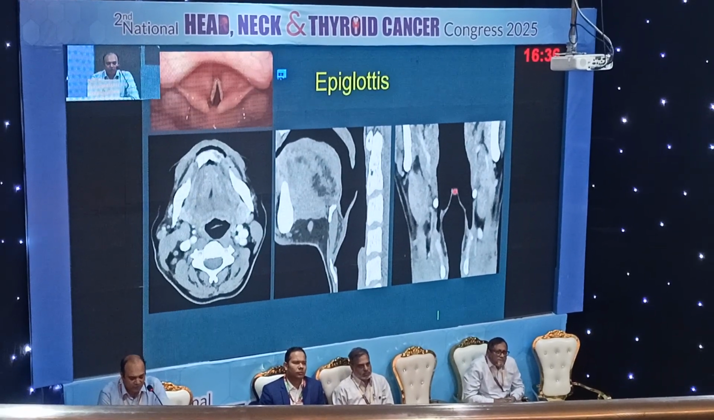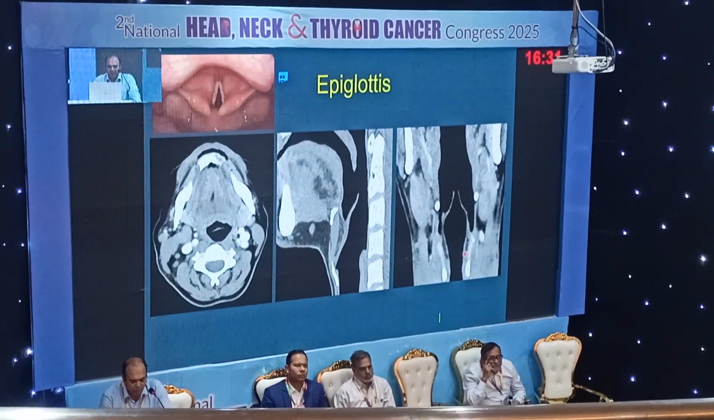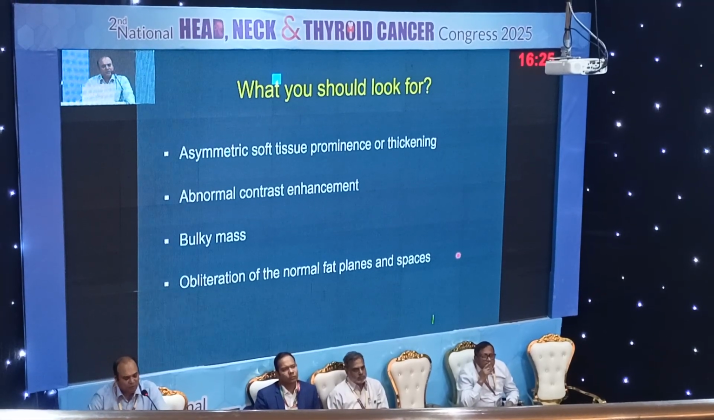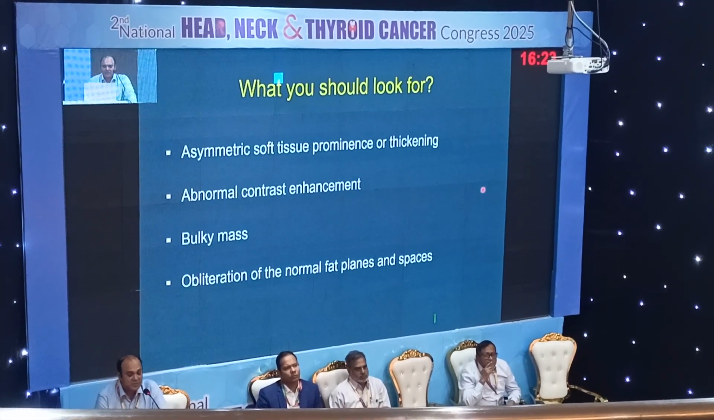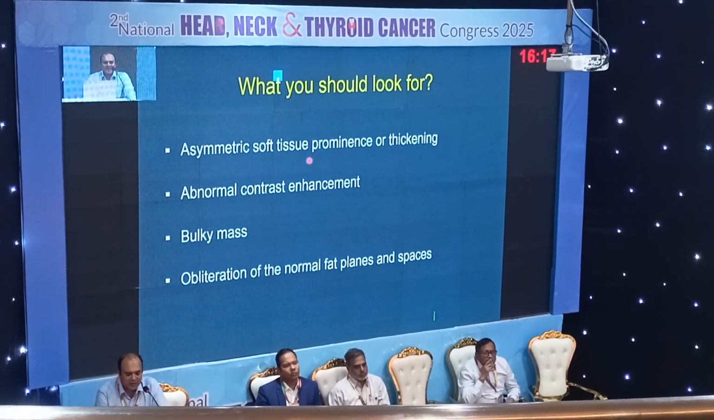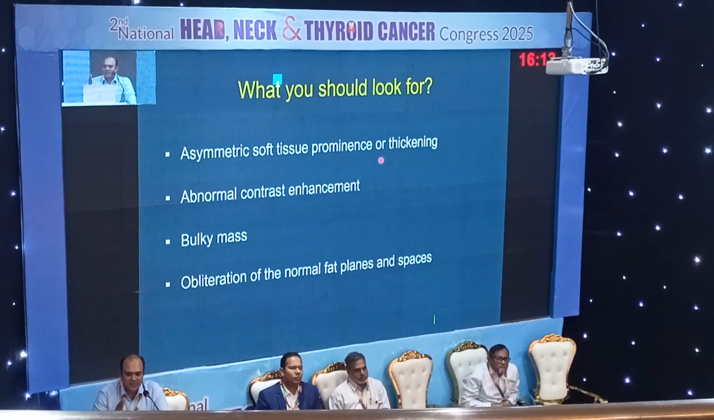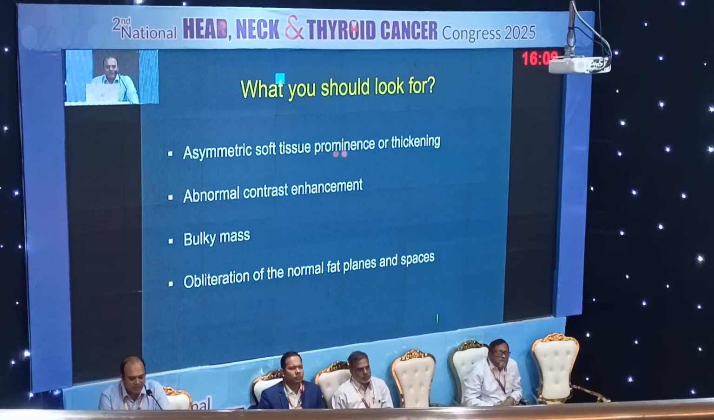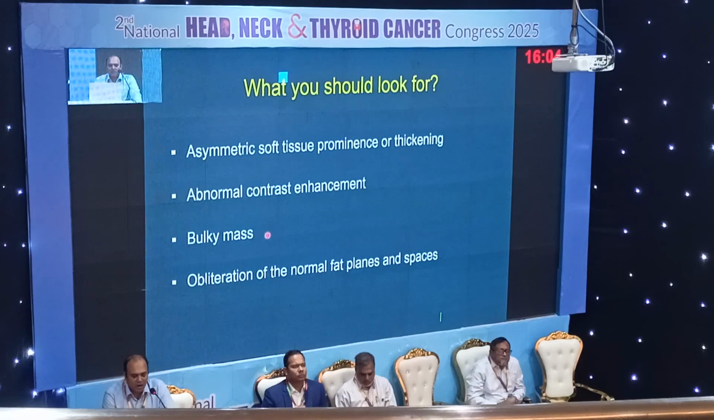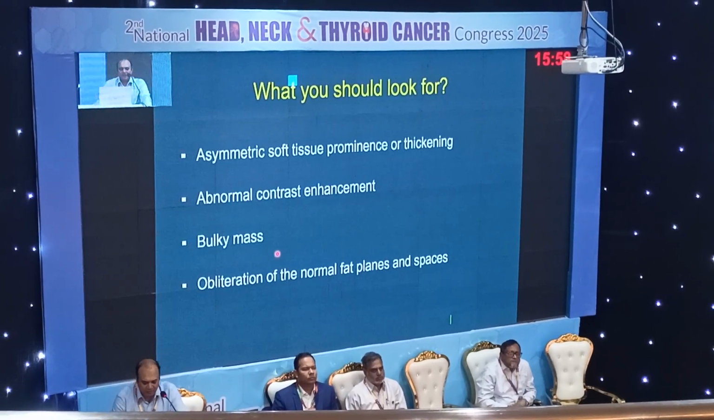And this is the coronal view of the epiglottis. This is the hyoid bone, and this is the cartilage. That's how you make out the epiglottis. Before we discuss some CT scans where there is a disease, what all things should you look for? One, there is an asymmetric soft tissue prominence or thickening. Always draw a midline, compare the right with the left. That's the easy way of learning radiology. Also look for abnormal contrast enhancement, any definite bulky mass, and always look for the spaces like paraglottic space and pre-epiglottic space, which we will discuss later.